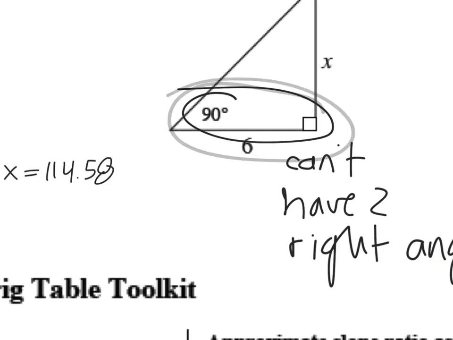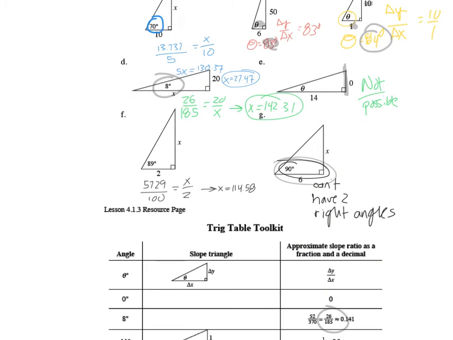You can't have two 90-degree angles. That is not possible, as those angles on the interior would exceed 180 degrees. So hopefully you did okay there using the trig table toolkit to help us find missing angles or sides within certain triangles.